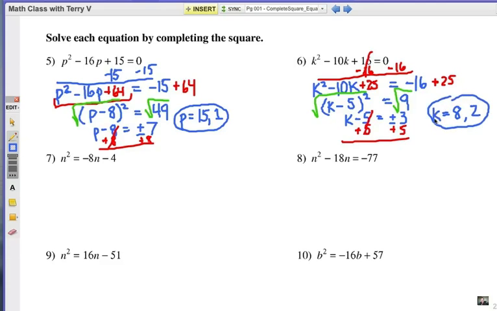Two possible answers there. Look for the very next video in this series, which is our first problem set, and you're going to be solving these 4 equations by completing the square.